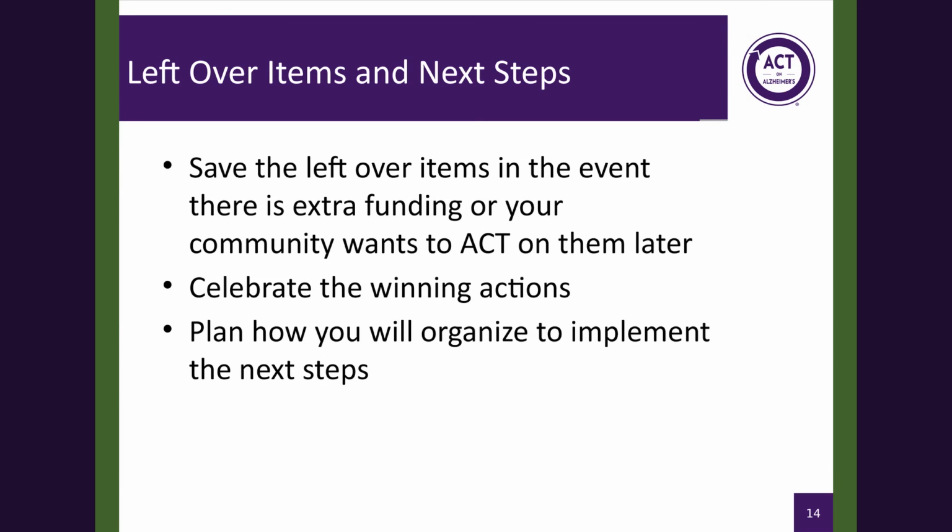This process identifies a lot of great actions that a community can undertake, and you won't be able to choose them all. But save the list of the leftover items that weren't selected as the highest priority, in case you can get extra funding down the road. Celebrate together that you did pick 1, 2, or 3, and that you've come together around real action that you're going to take as a community.